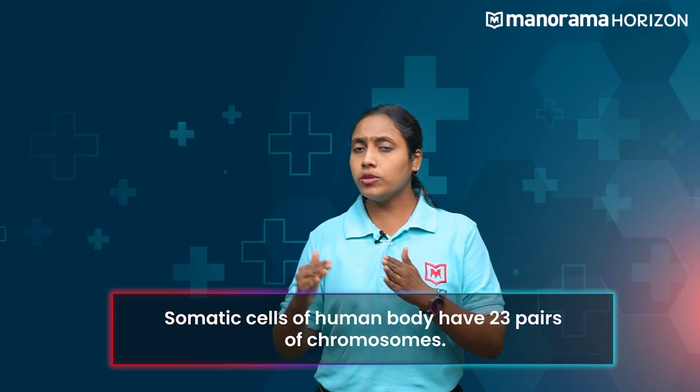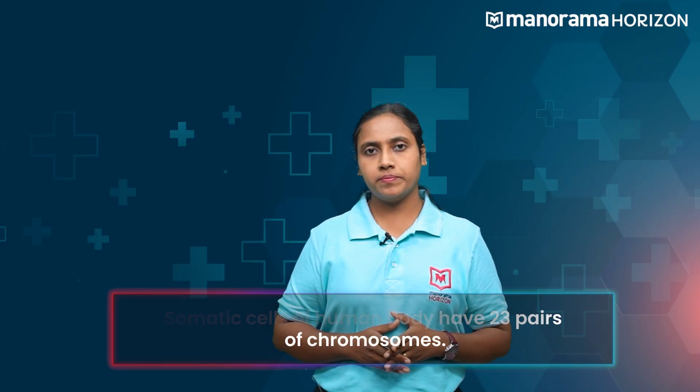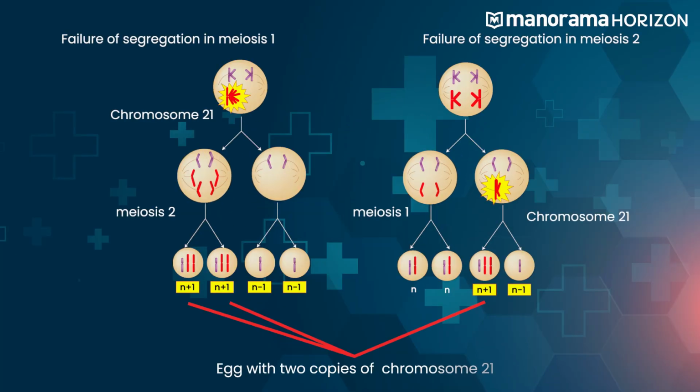So, the chromosomes are present in pairs. Let's recall the meiosis during oogenesis to have a better understanding. In this disorder, failure of chromosomal segregation during meiosis 1 or meiosis 2 in an oocyte causes the presence of 2 copies of chromosome in chromosome number 21.